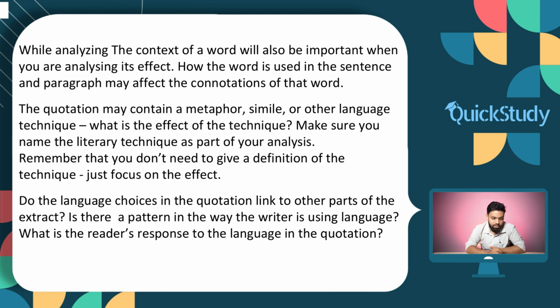Do the language choices in the quotation link to other parts of the extract? Is there a pattern in the way the writer is using the language? What is the reader's response to the language in the quotation? If we understand this set of questions and can ask them of any extract from any writer, we will learn how to analyze it properly. Let's look at an extract from The Picture of Dorian Gray by Oscar Wilde and try to analyze it the best we can.